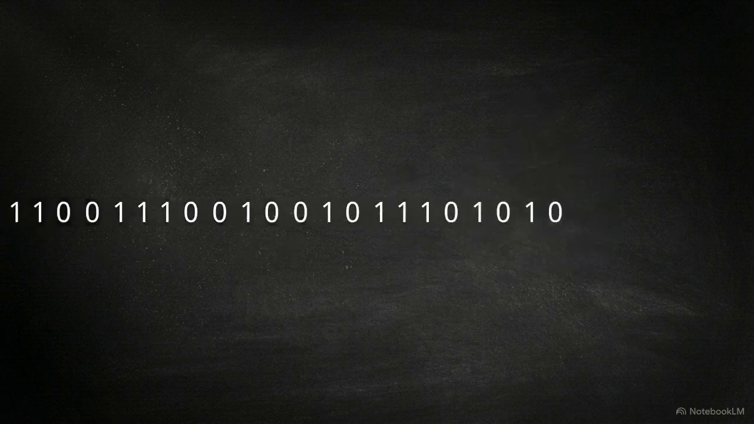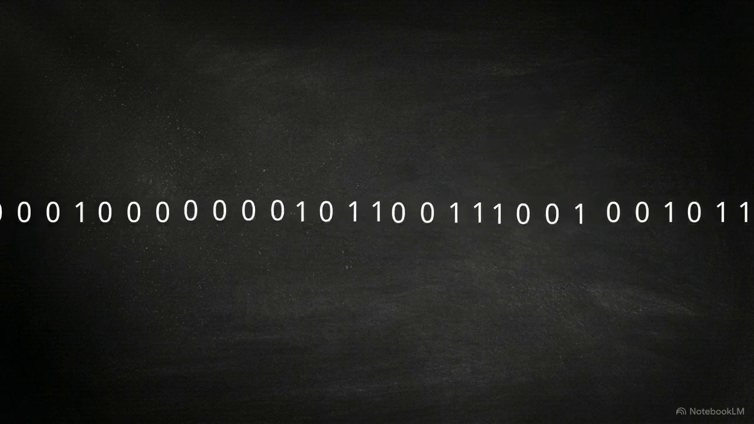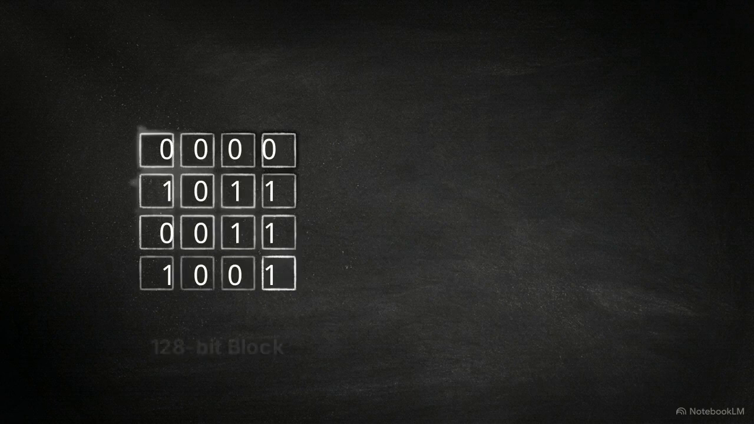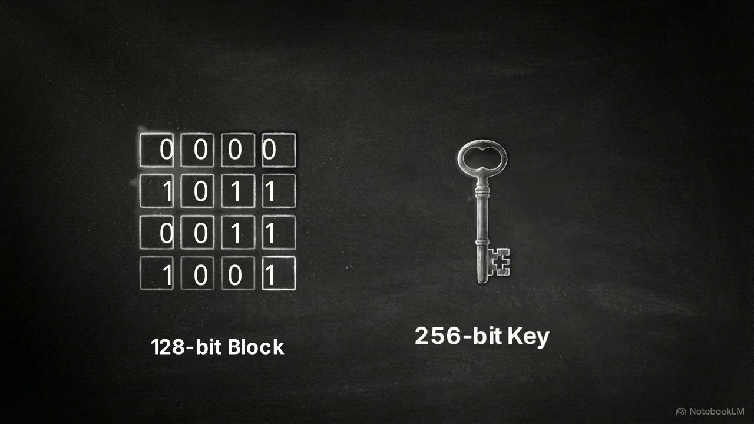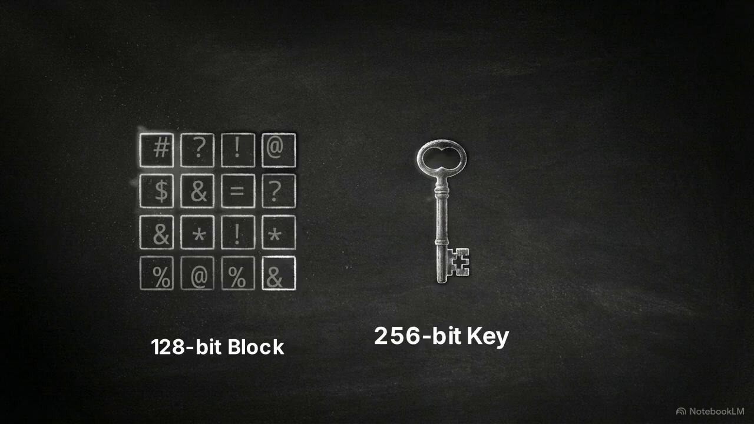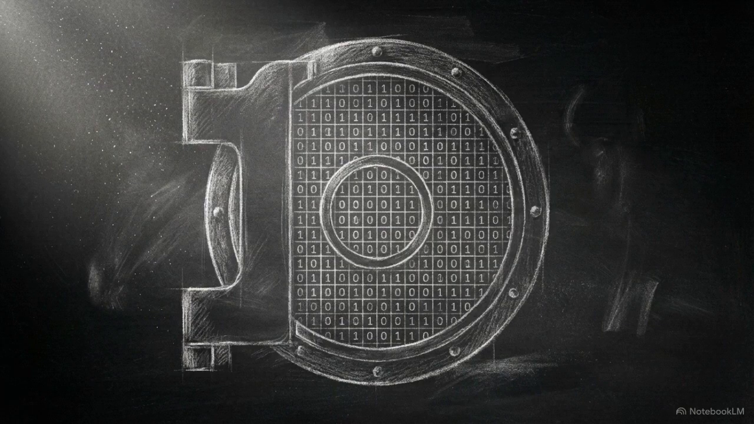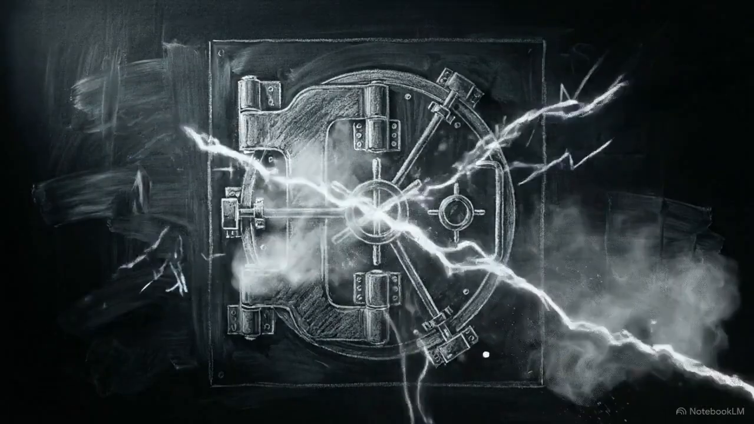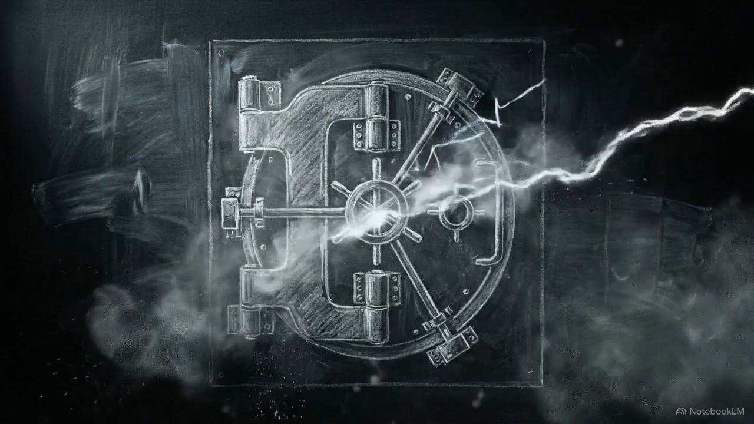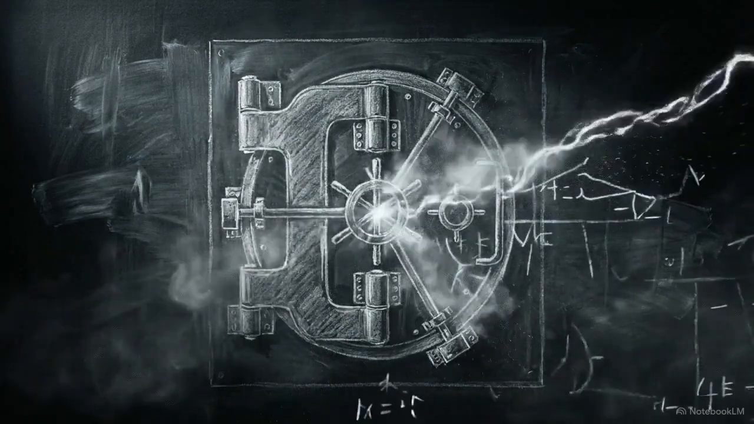Rijndael operates as a block cipher. Instead of encrypting bit by bit, it processes data all at once in rigid 128-bit chunks. To fix old vulnerabilities, AES scaled up, processing those 128-bit blocks using massive 256-bit keys. By combining the block cipher structure with a massive key space, AES creates a mathematical lock so complex that brute force guessing attacks by modern computers are no longer a viable threat.